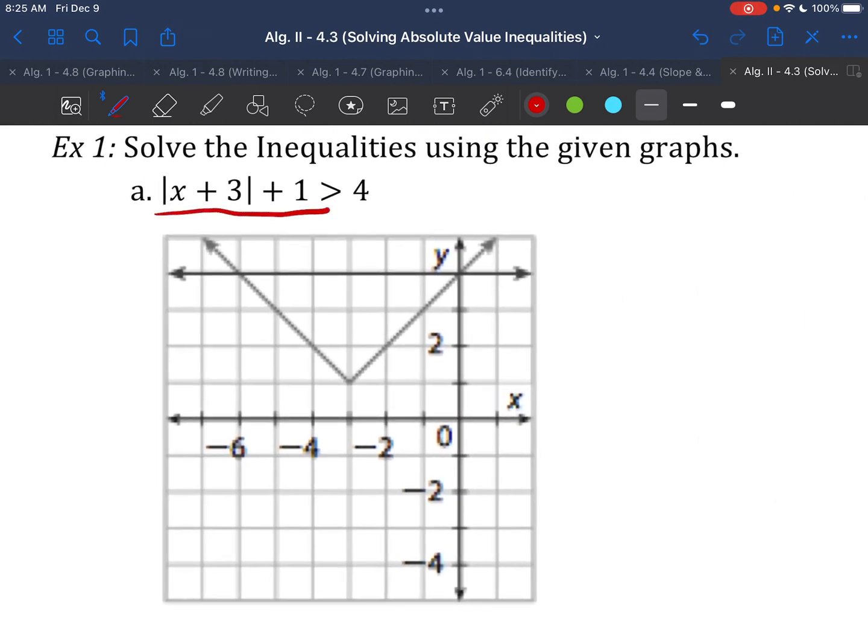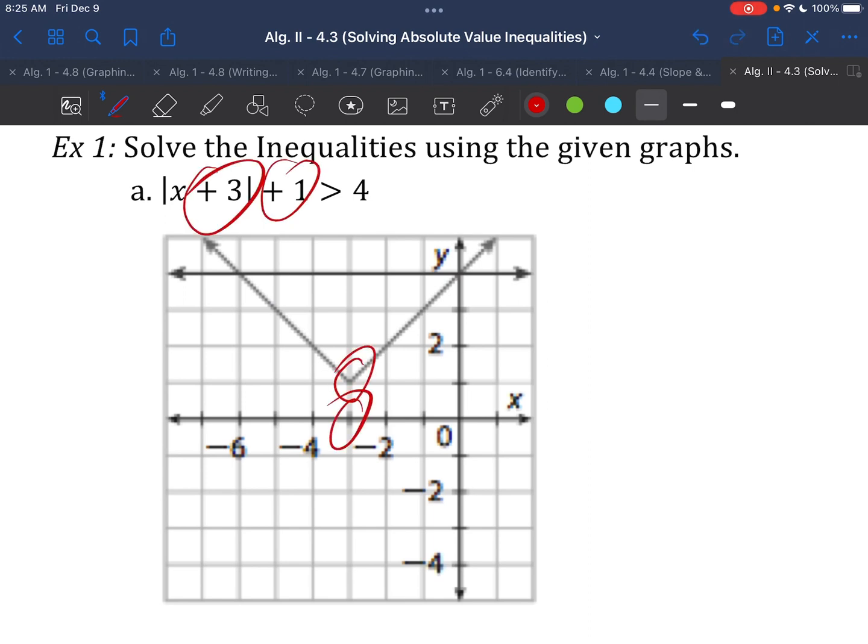So what this is, on example 1a, is we have the absolute value of x plus 3, and then plus 1, and we're saying, hey, is that greater than 4? Or where is it greater than 4, really? So here, we have the line y equals 4 graphed right there, and we have the absolute value equation |x + 3| + 1 graphed right there.